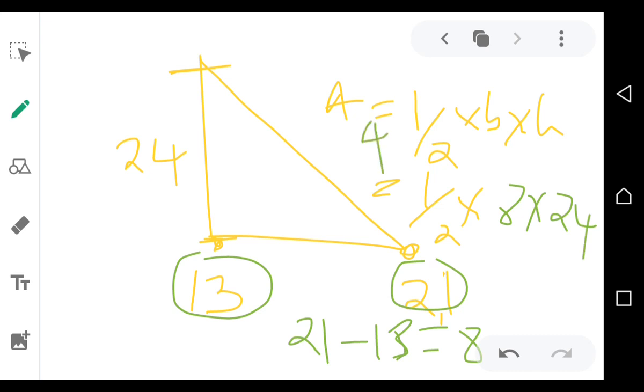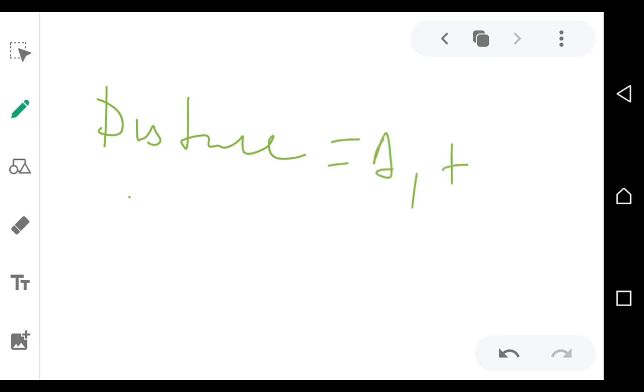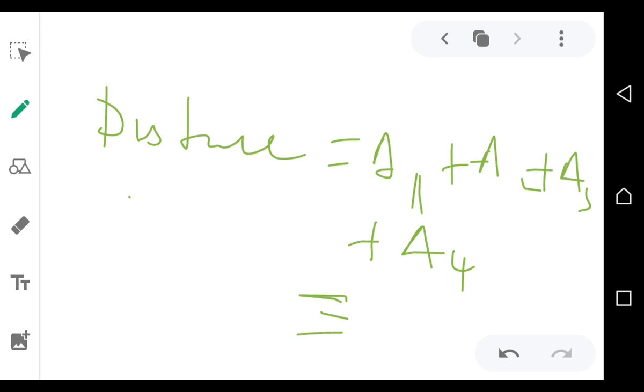So these are the areas. When I'm done with the areas, then I find the distance. The distance is equal to the sum of the areas: area 1, which I found, plus area 2 plus area 3 plus area 4. When I add these areas, the answer I get will be the distance. Let's say, for example, the distance is 500. You see, I've got the 500.